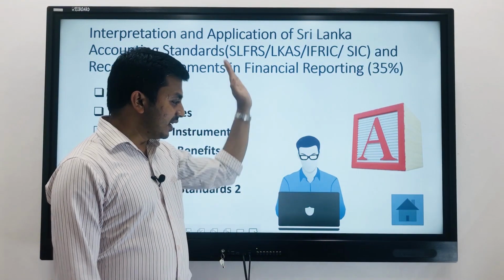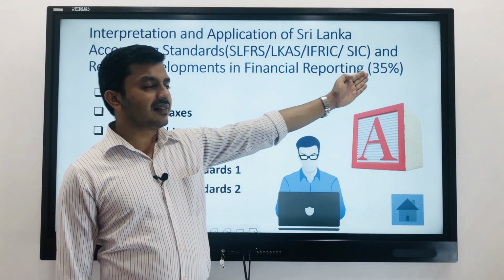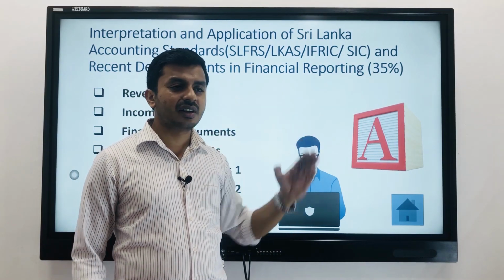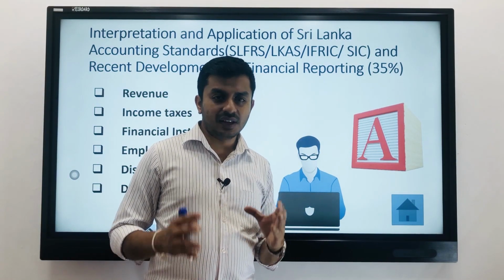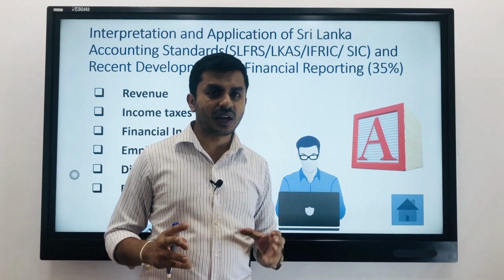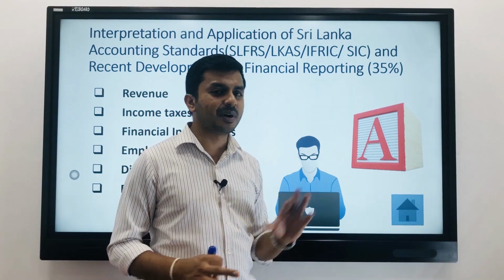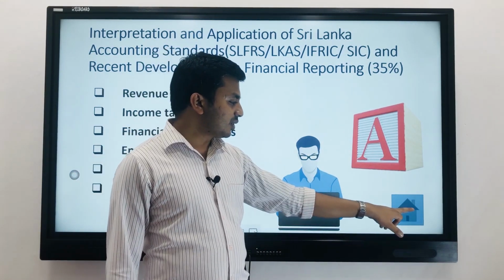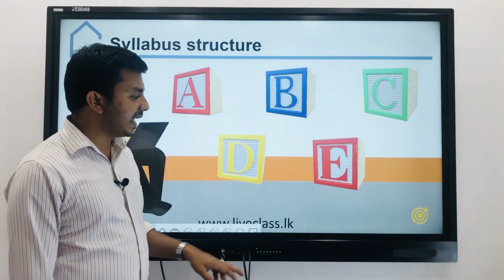So once we are done with this chapter, which covers 35% of the syllabus, you will be thoroughly familiar with the accounting standards. You can get a good, thorough idea about the accounting standards, right? Okay, so that comes under Part A.